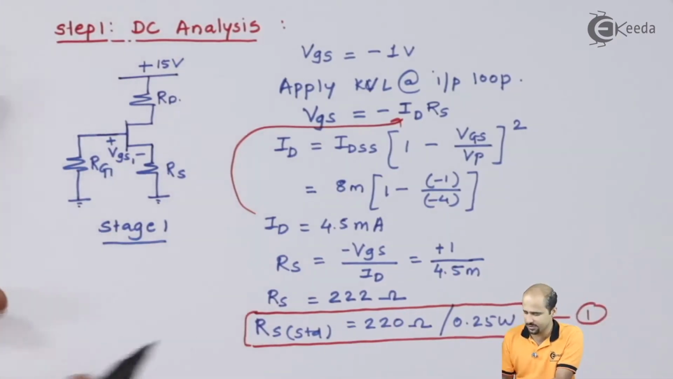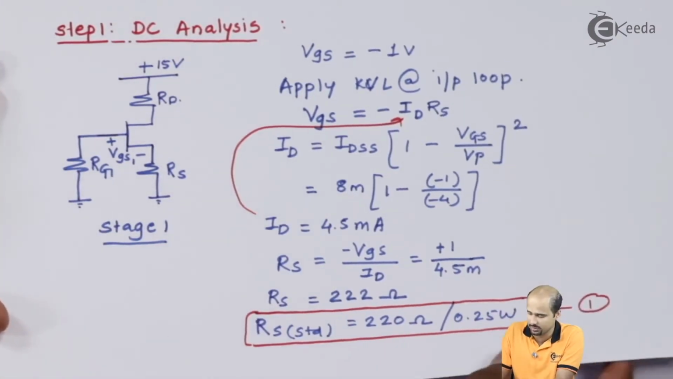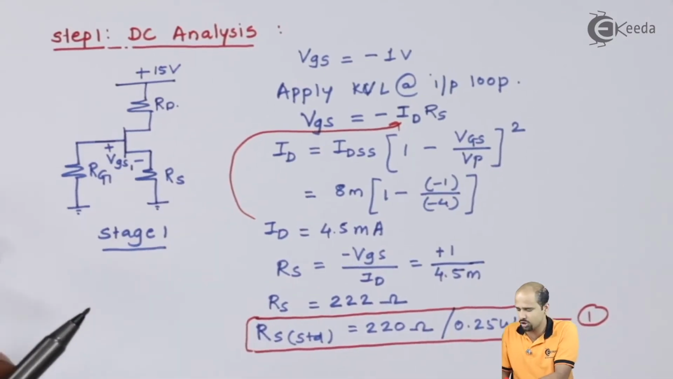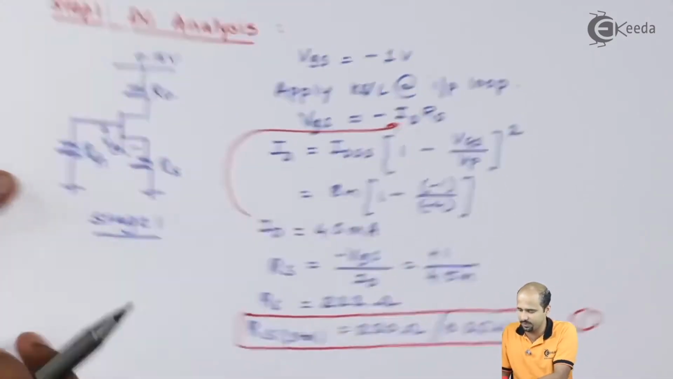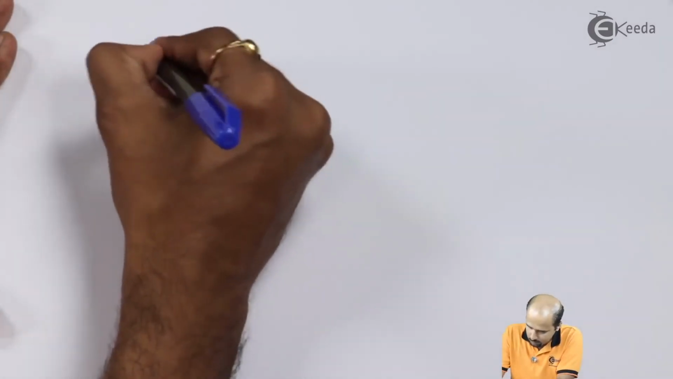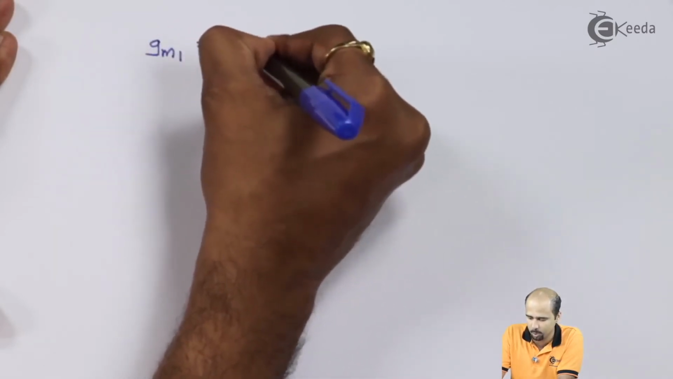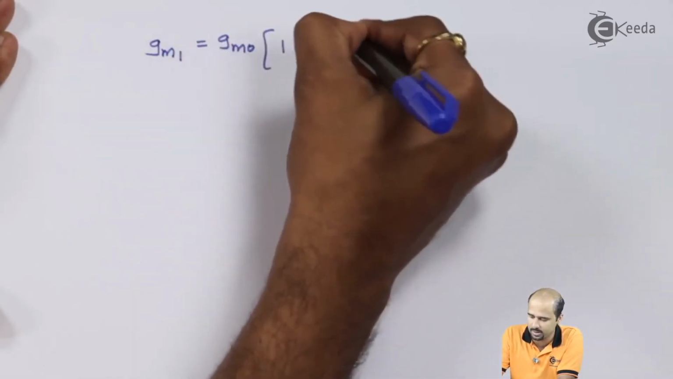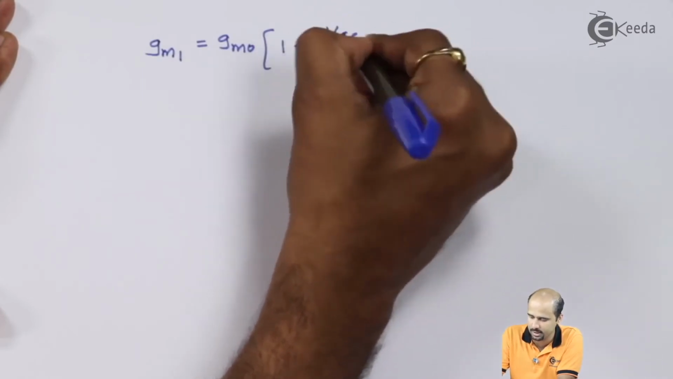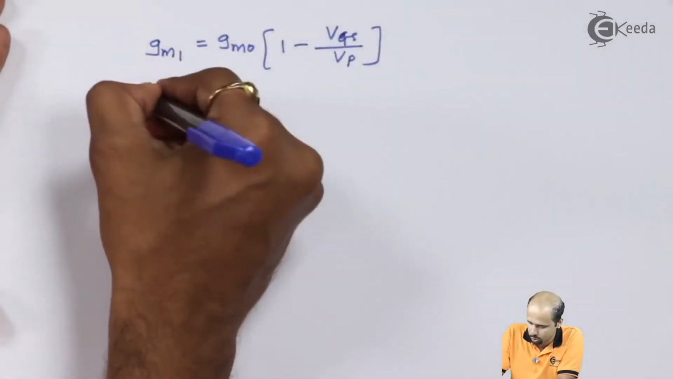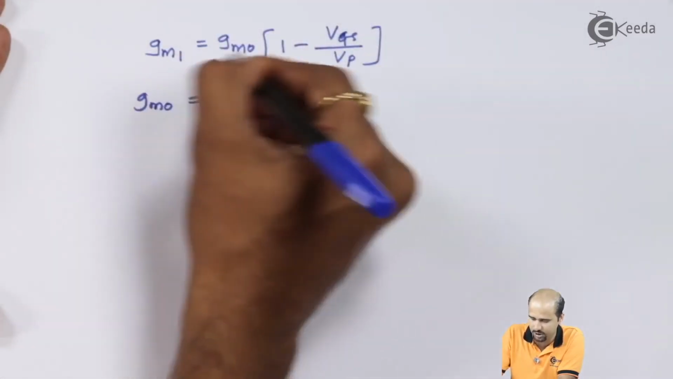So we have got the first finding, but not yet the values which are required for the AC analysis. That is nothing but gm1. So simply we'll calculate the value of gm1. The value of gm1 is nothing but gm0 into (1 minus VGS divided by VP) whole squared. It's just a bracket. So we'll have to calculate first the value of gm0.